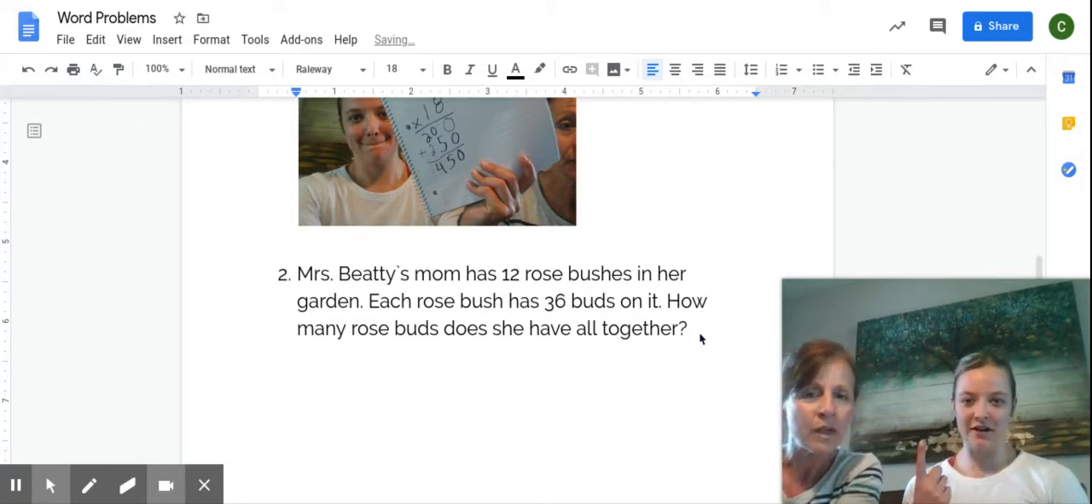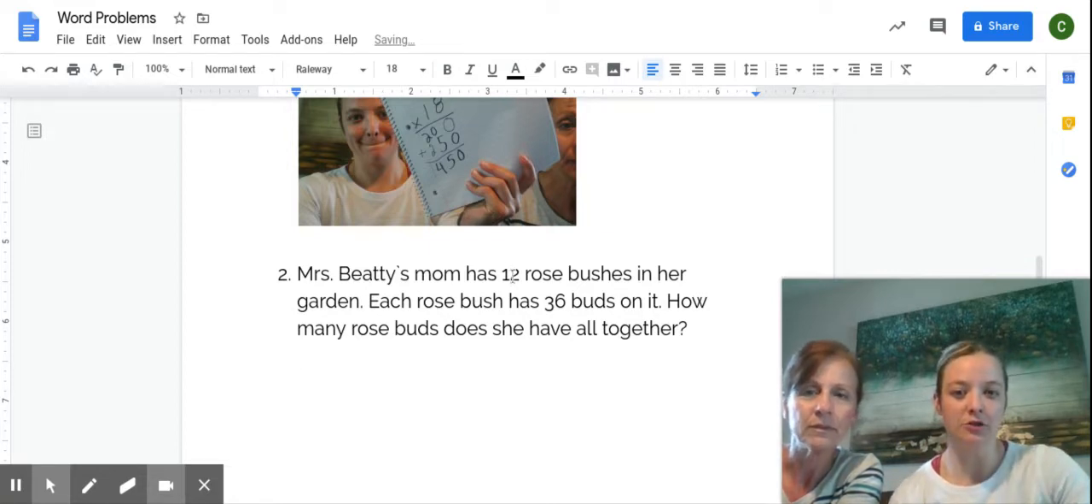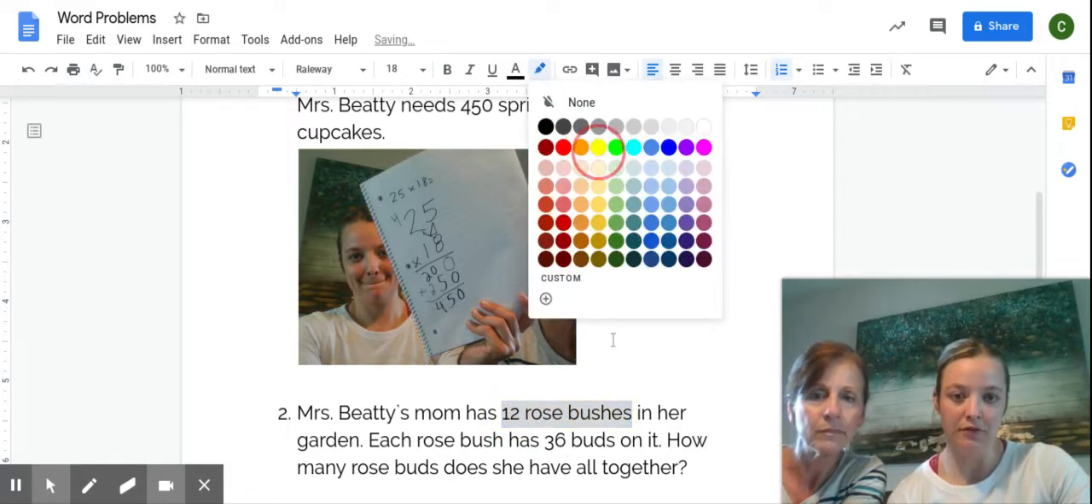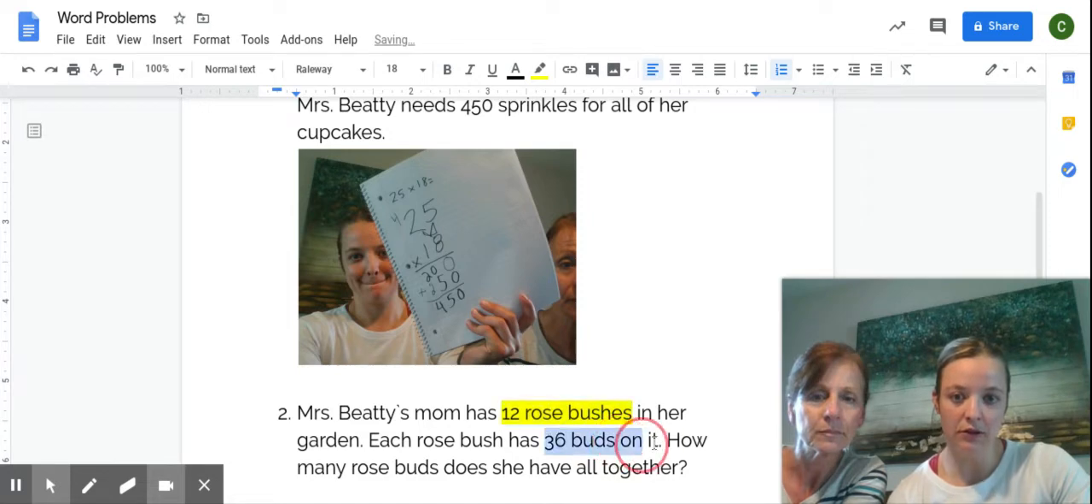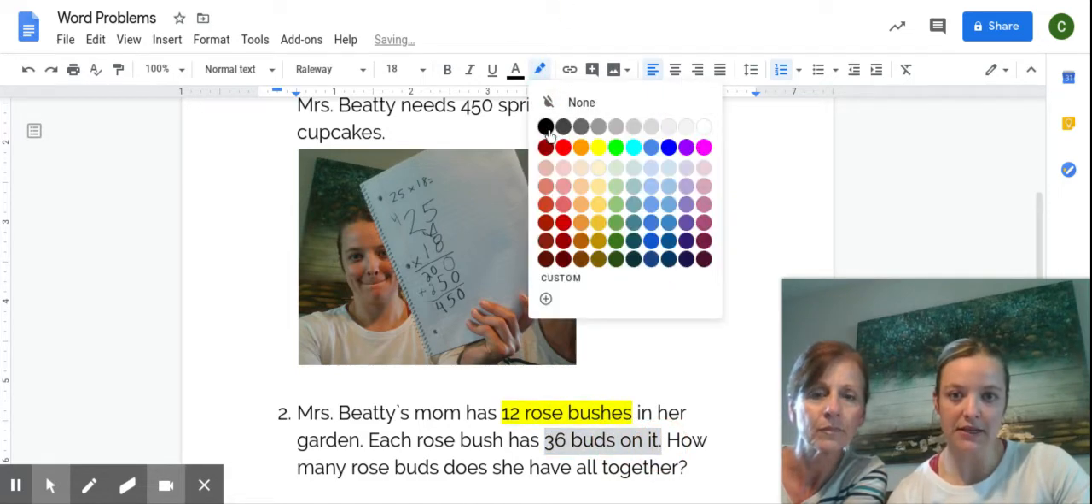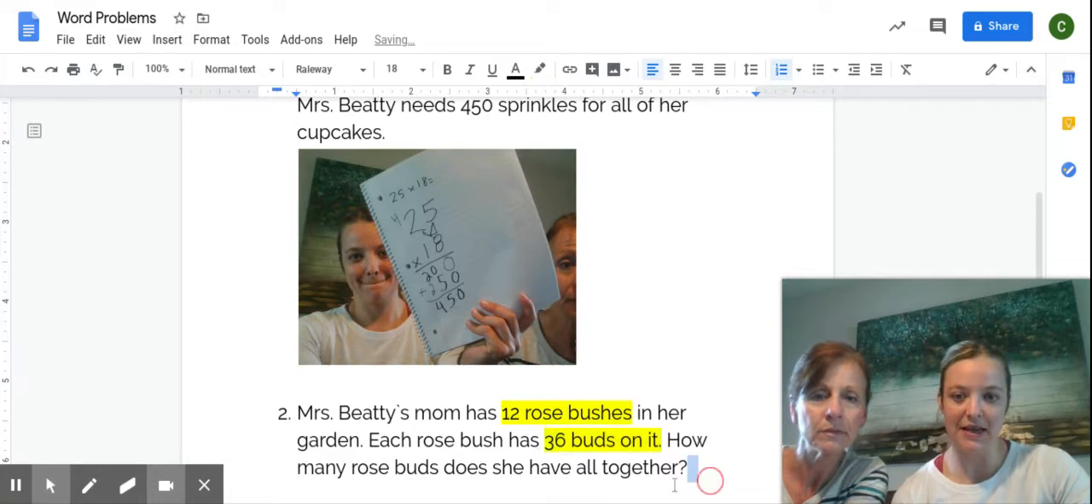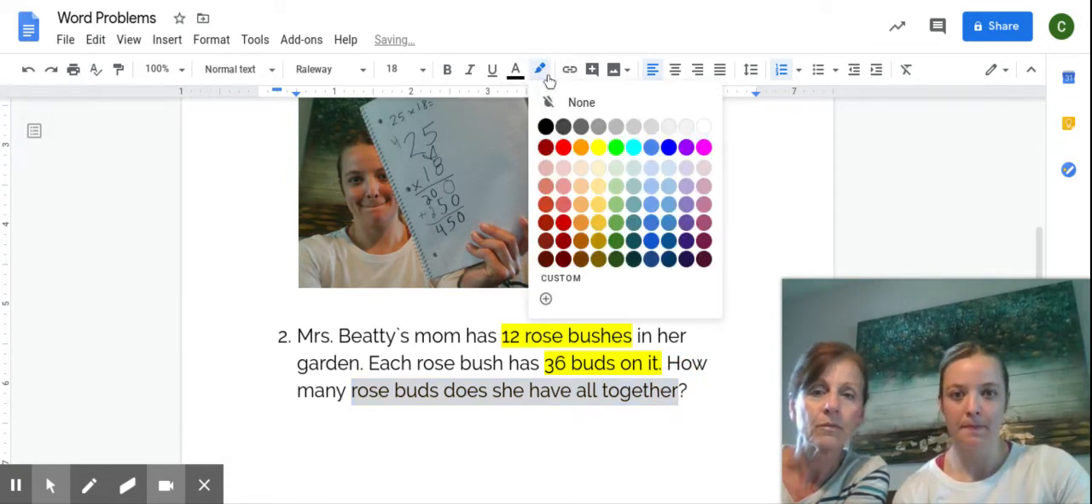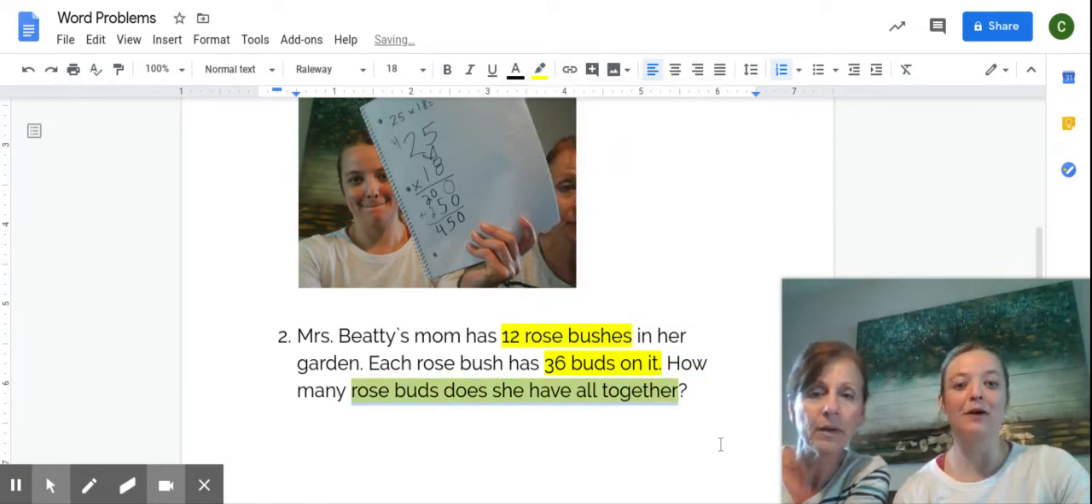All right, so she's read her problem. Now she needs to go back and highlight important information. So we have 2 pieces of information. We have 12 rose bushes. So again, you guys should be watching how I'm highlighting it so you can make sure you do it correctly on your own. If you need anything, you can always call me. 12 and 36. And then keywords in our question, it says, how many rose buds does she have altogether? So when we type up that answer, what's our keyword? How many altogether? How many rose buds altogether?